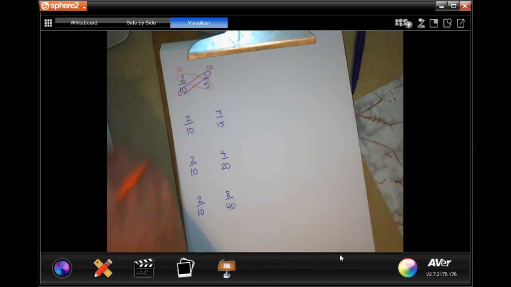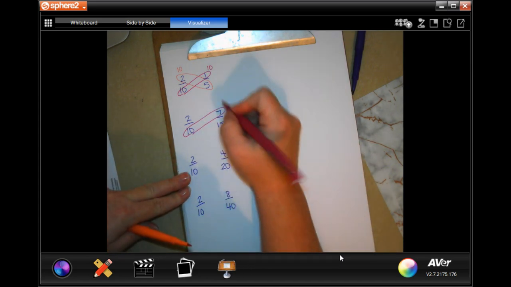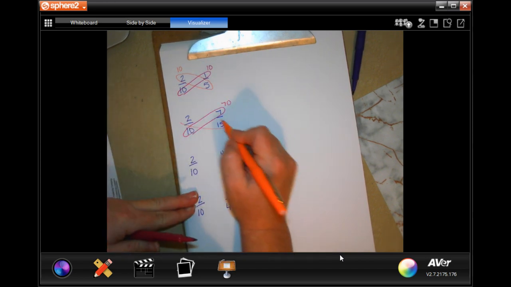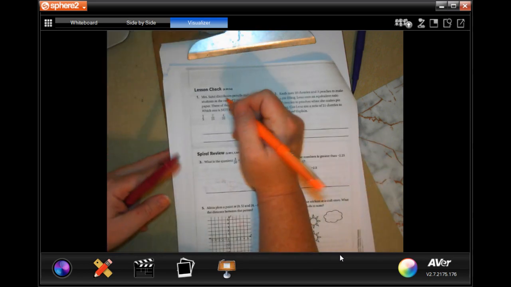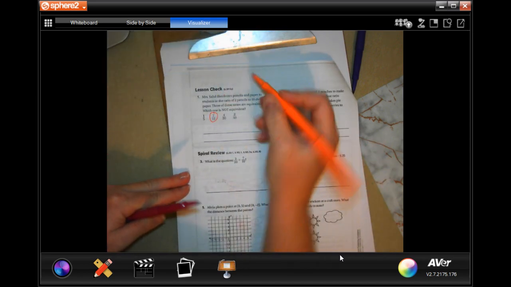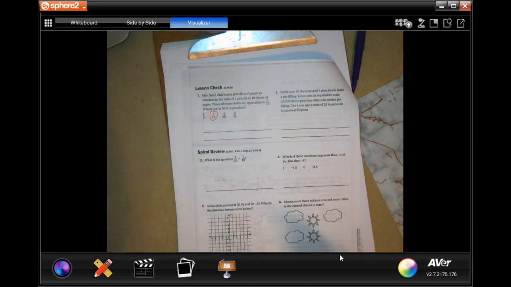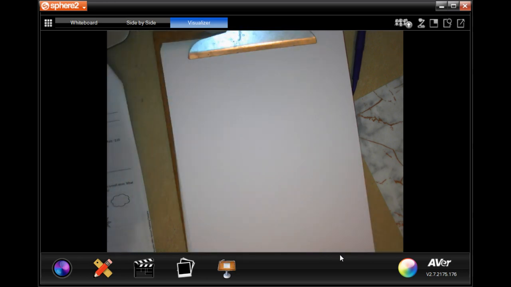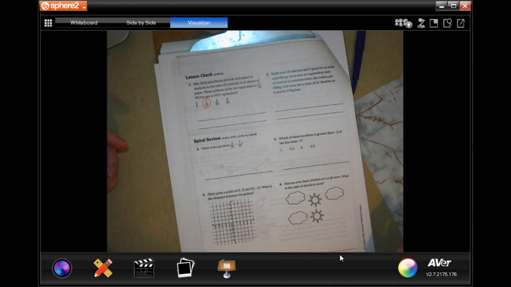7 times 10 is 70, and 2 times 15 is 30. Oh, we know which one is not equivalent. It says which one is not equivalent, so there's only going to be one of them, so I don't actually need to do the other math. Boom.